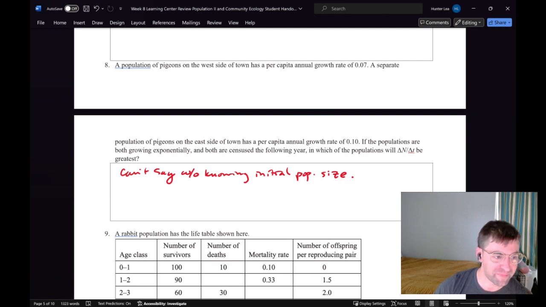If the two populations were equal, or if the population on the east side is larger, with the higher per capita growth rate than the population on the west side, then it's going to be greater on the east side. But if the population on the west side is large and the population on the east side is much smaller, then it could be greater on the west side for a long time. So we don't know.